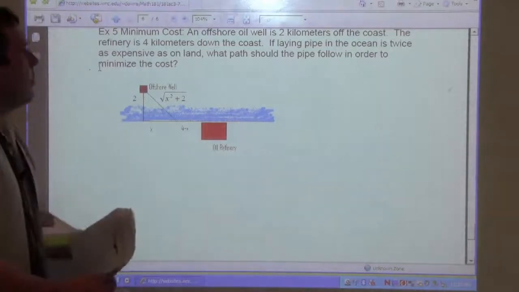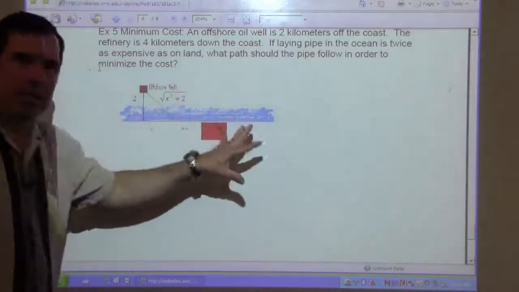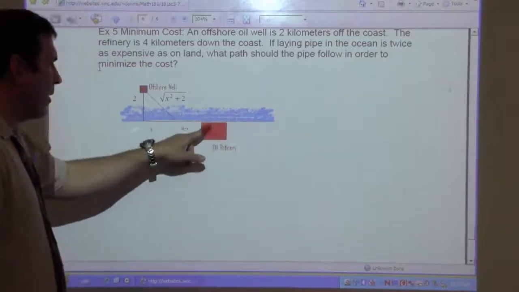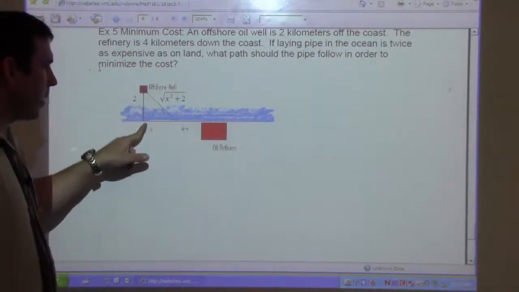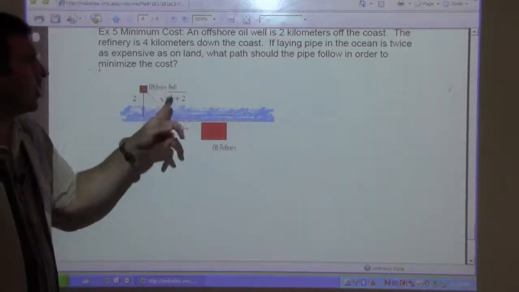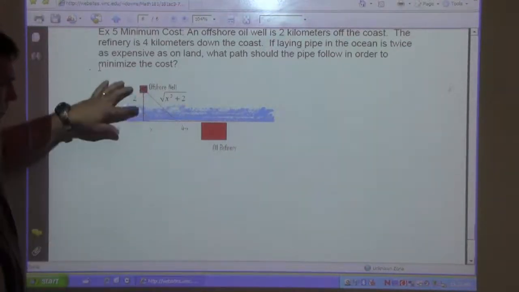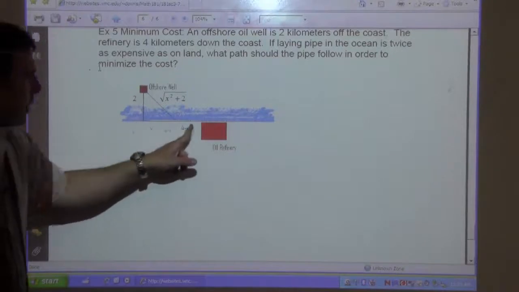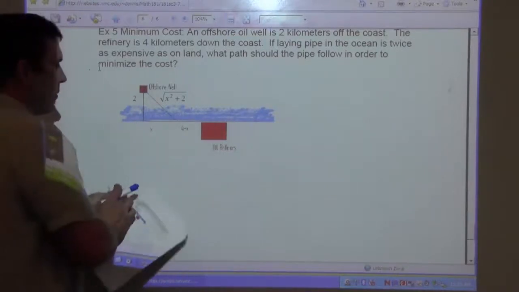Okay, so minimum cost. So the dog was trying to get there at the minimum time. Here we have minimum cost, the cost of laying pipe. We have cost of laying pipe over the ground and over the water, or under the water. So an offshore well is 2 kilometers off the coast, so it's 2 kilometers away. The refinery is 4 kilometers down the coast. This total distance is 4.